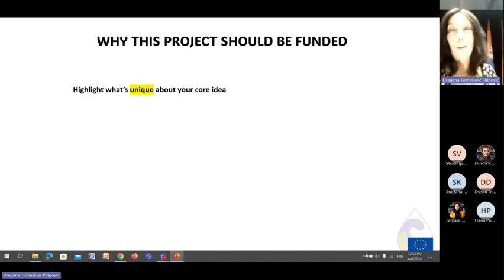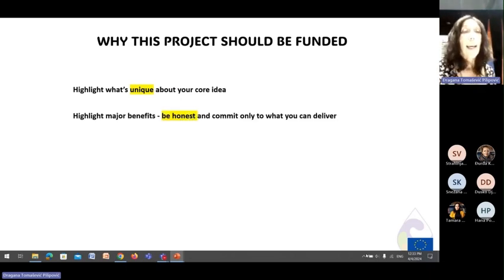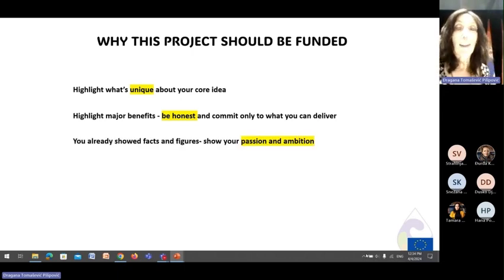It's like your passion, you really want to convince that it is important. What is the core idea? Why is it so important? Highlight the major benefits. Be honest. Don't promise something that you cannot deliver. And show your passion and ambition. I think this is especially important for individual fellowships and individual grants, because it's only you. For a collaborative project, it might be useful as a consortium as a whole, but for Marie Curie, something like this, I think this note is very important.